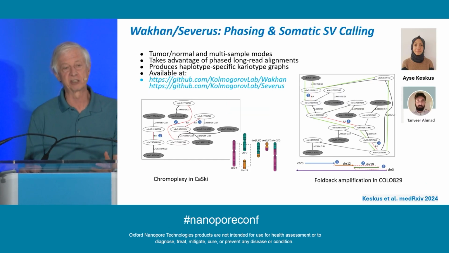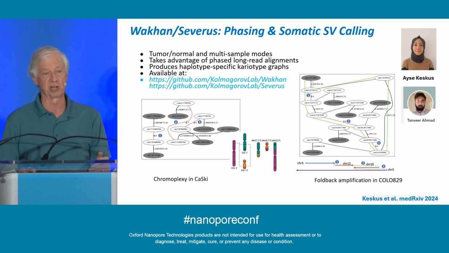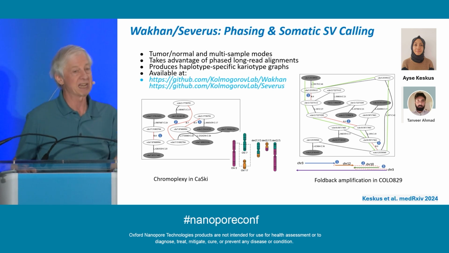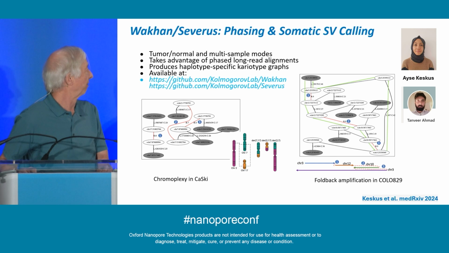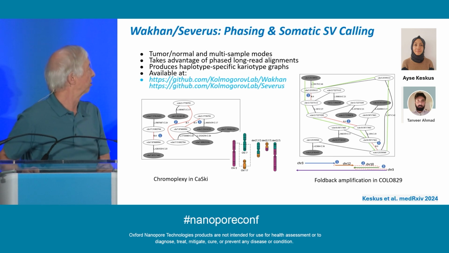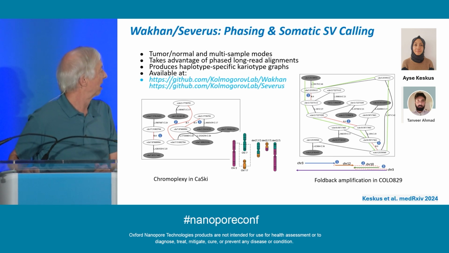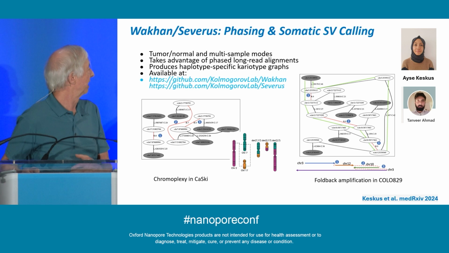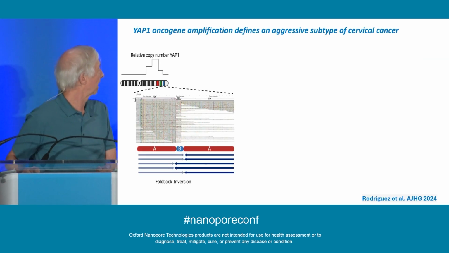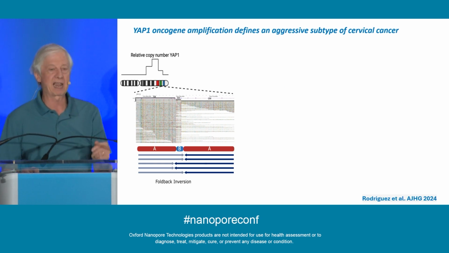All of this is to feed into the software. We're extremely fortunate to be working with Mikhail Kolmogorov's group, who has developed a suite of tools that's the best identifier of structural variants that are somatic. So here we generate phased genomes, feed those into phased alignments, and then call structural variants, even very, very complex variants involving multiple fragments.